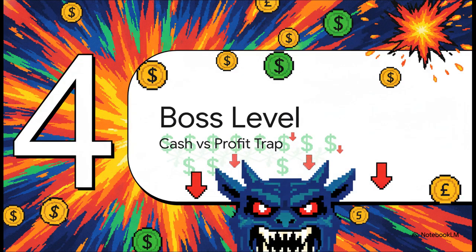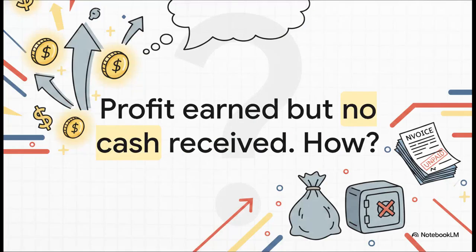Boss level, the cash versus profit trap. You've made it to the final boss level of this explainer, and we're facing the single most lethal trap in the entire BT financial statement syllabus. Let's do this. The examiner loves to present this scenario. A company's profit is absolutely soaring. It looks amazing, but their bank account is completely empty. And then they'll ask you to explain why.